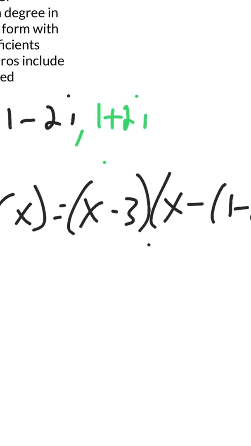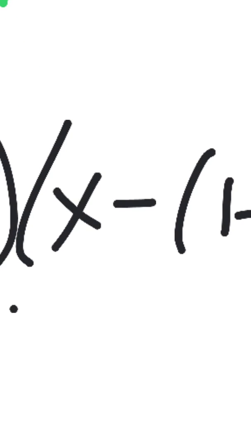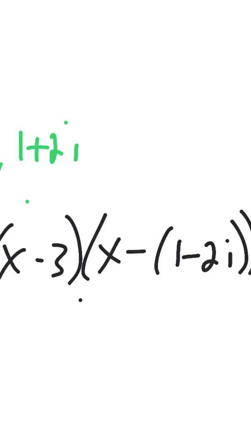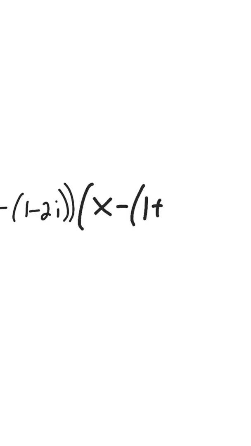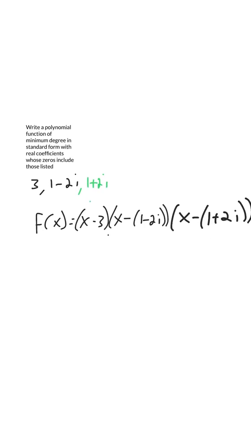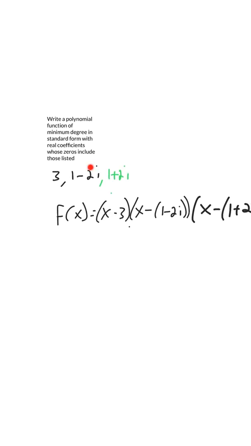Because if you plug in 1 minus 2i in for x right here, you're going to have 1 minus 2i minus 1 minus 2i. They're going to perfectly cancel out and make a 0. And then the last 0 we need is x minus 1 plus 2i, that conjugate that we had to add. And so that's what the polynomial looks like. It's guaranteed to have real coefficients because we have the conjugate 0 in there. And it's minimum degree because we haven't added any extra x's that we don't need.